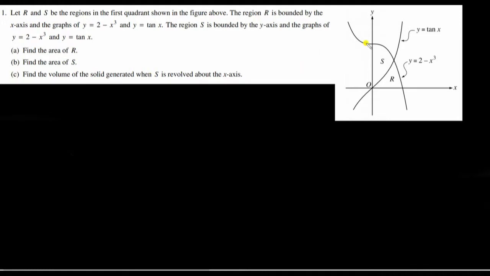So we have these two equations, y is equal to tangent of x, and y is equal to 2 minus x cubed. And then we have this region R, it's like a triangle-looking thing here. And then we have this region S, I don't know what it looks like, a semicircle-ish thing. And then part A asks us to find the area of R.